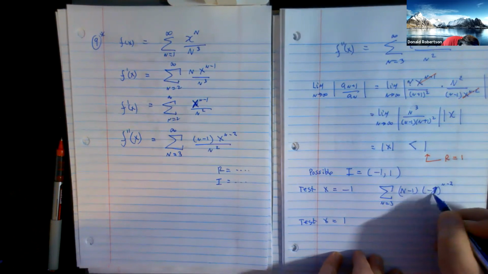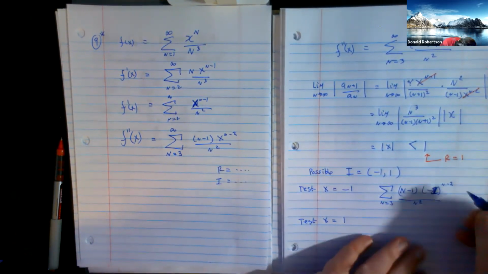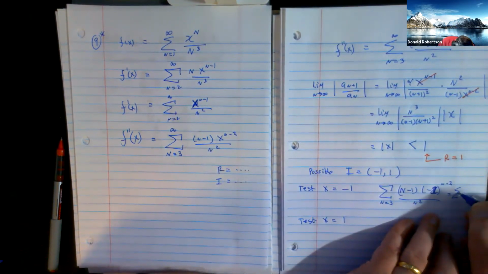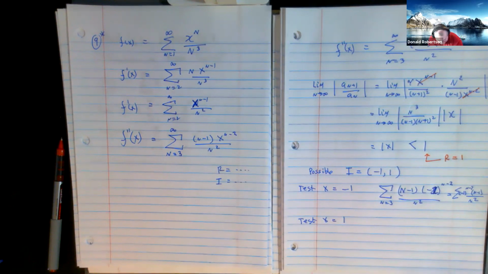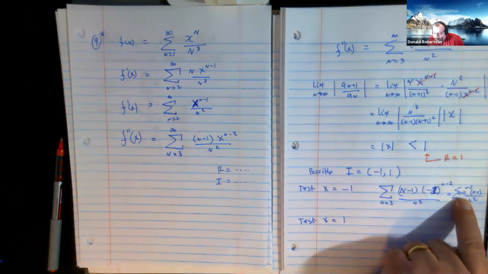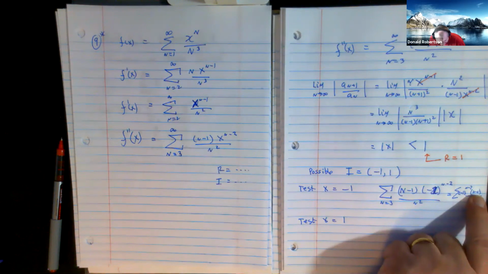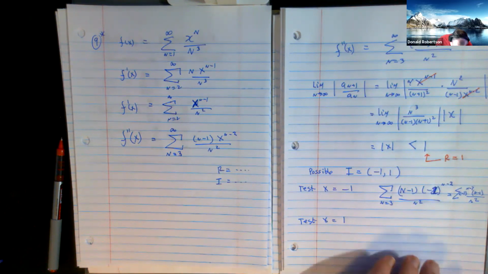Right, sorry, -1 all over n squared. Okay. I'll just write that again because it's so ugly looking. Now I'm going to have to cut some corners here. Would you agree that's an alternating series? Right. Can you trust me that its limit would be 0 as n goes infinite? Can you also trust me that it's decreasing, which means that this converges?